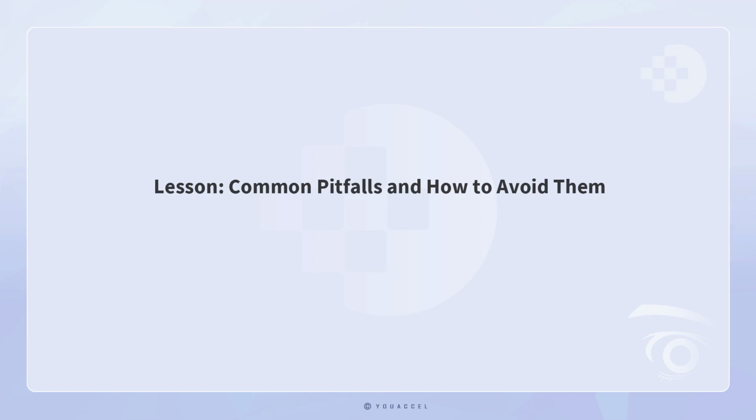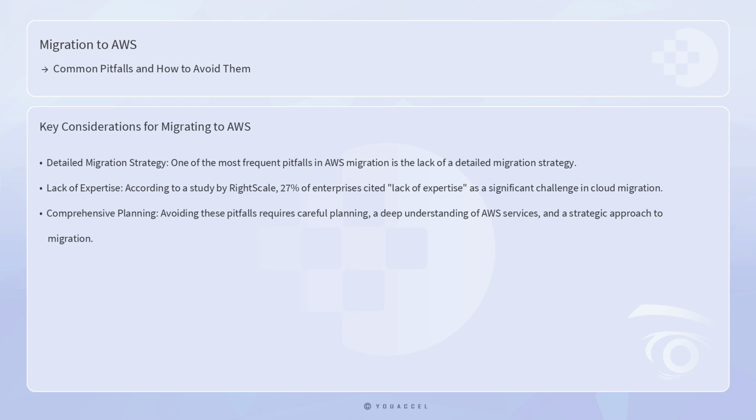Lesson: Common Pitfalls and How to Avoid Them. Migrating to AWS, while offering numerous advantages such as scalability, cost efficiency, and flexibility, involves a complex process that can easily lead to several common pitfalls. Avoiding these pitfalls requires careful planning, a deep understanding of AWS services, and a strategic approach to migration.